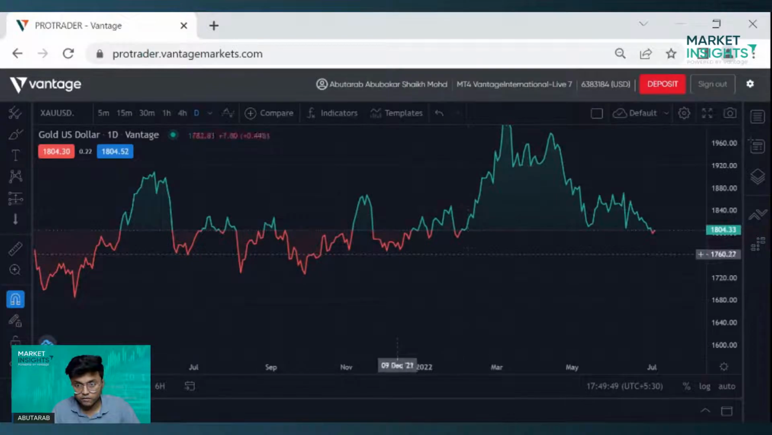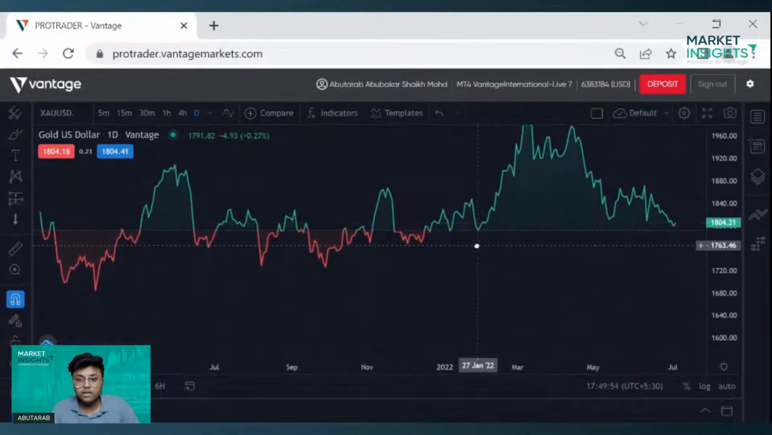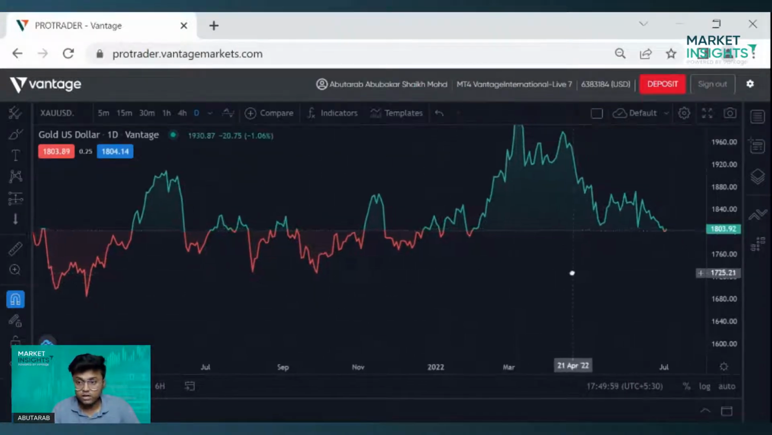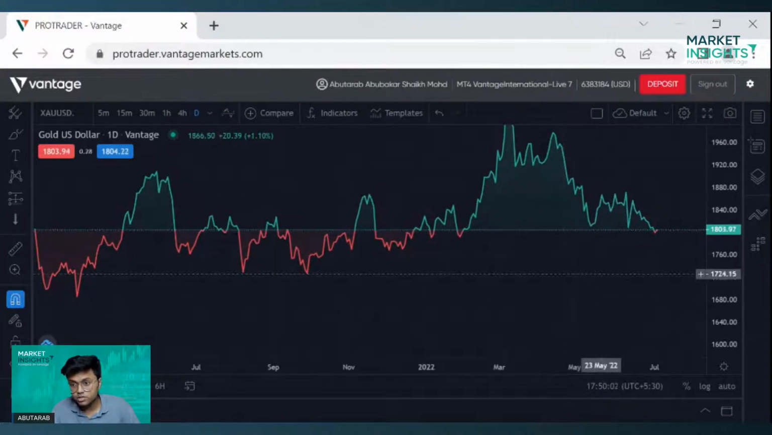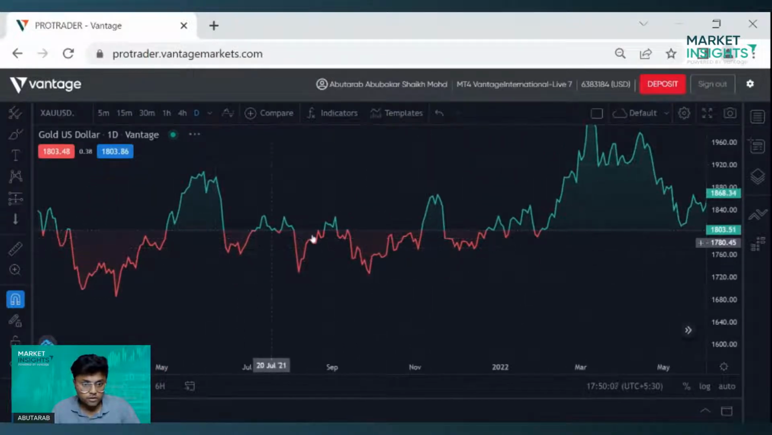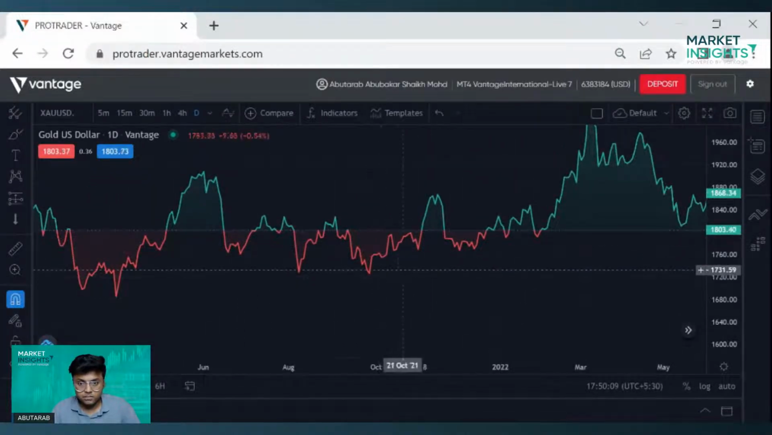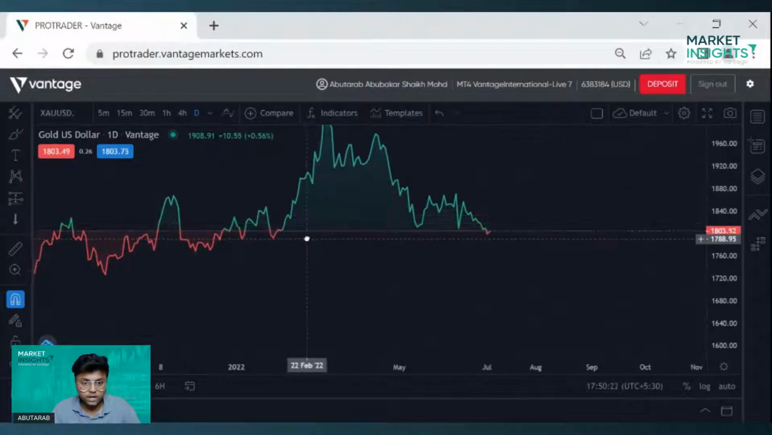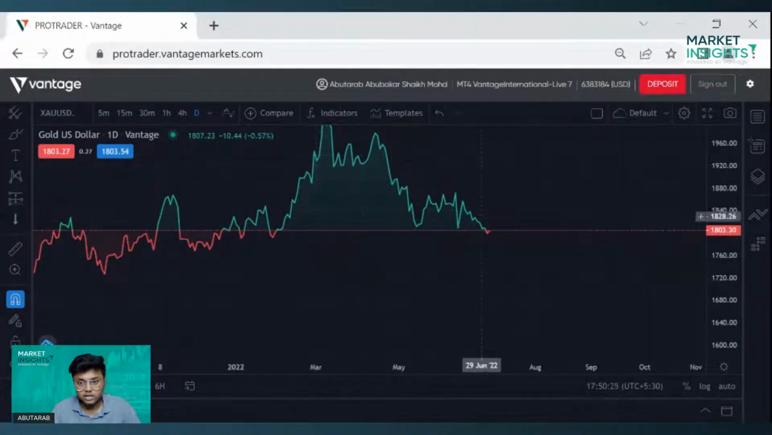You can find a support level, you can find a resistance level, and you can put this baseline chart to understand when the price was above this level and when it was below this level. Considering the current price situation, we are almost at this level. We are talking about gold here, so we had a very good rally here, and then it went all the way down.